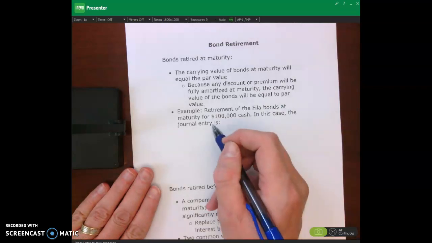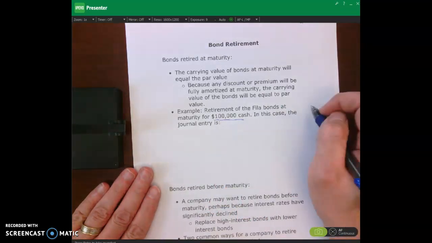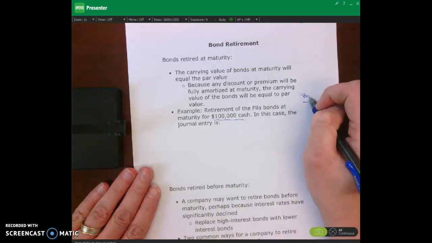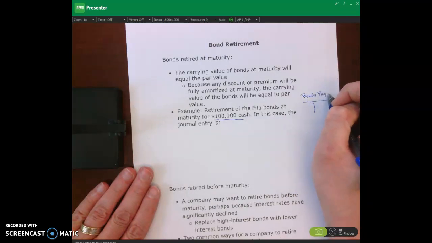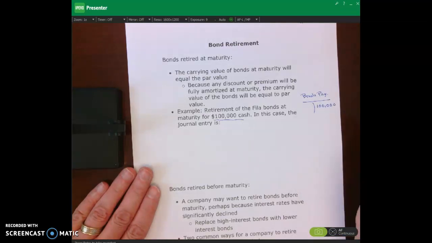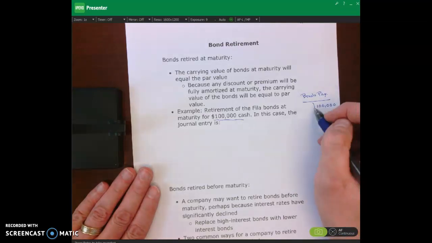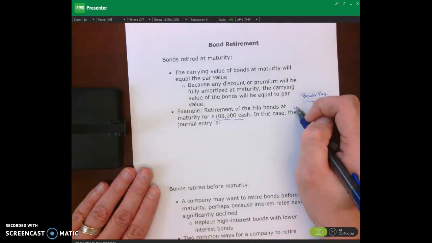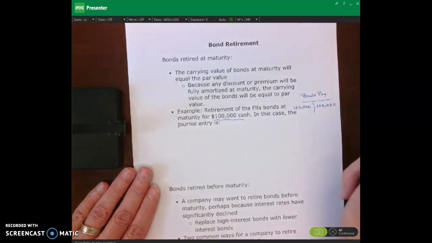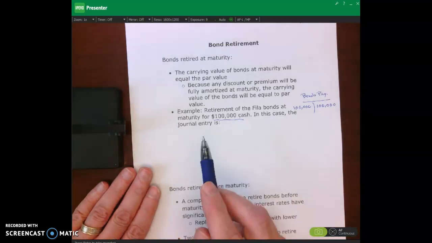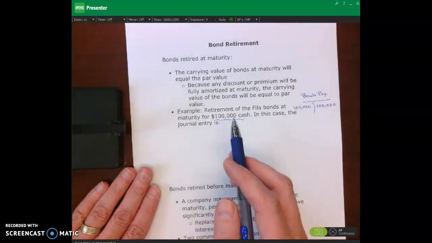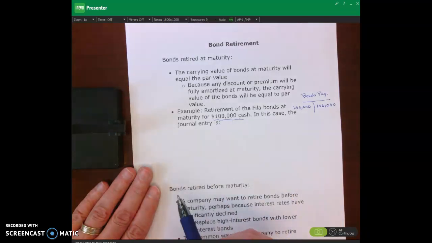If we look at this example, retirement of our bonds at maturity for $100,000 cash, what would be the journal entry? Well, I'm paying off my bonds payable. Remember, when I issued my bonds payable, in terms of my T accounts, I had that $100,000 right there. So if I want to zero out the bonds payable liability account, I put $100,000 on the debit side. What do I pay it off with? Cash. Cash is an asset. How do I reduce an asset? Because cash is going down, so assets are going down, I reduce an asset with the credit.